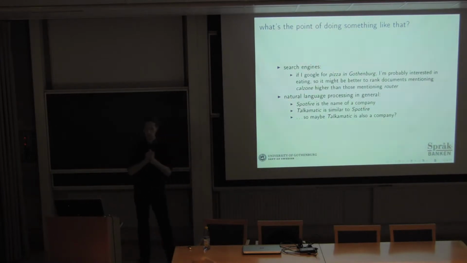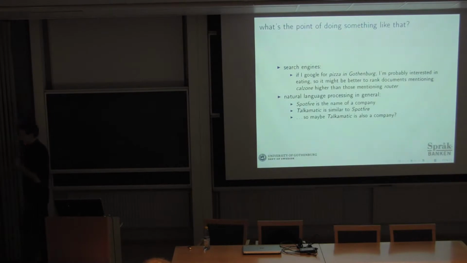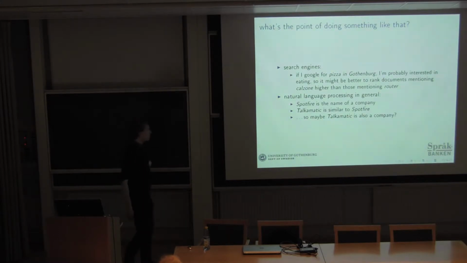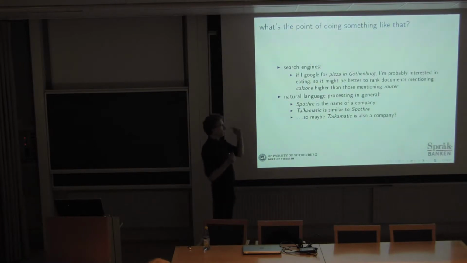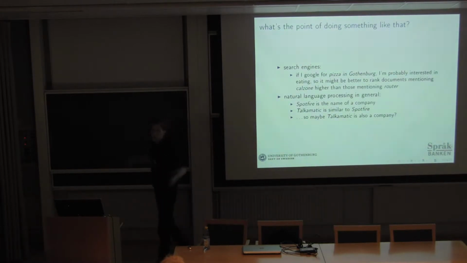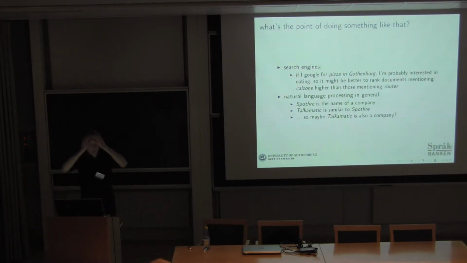And this is true of many other natural language processing software. For instance, if I have some crawler that wants to find mentions of company names, and I tell it that Spotfire is the name of a company, and then I see some other string, for instance Tokamatic, which is a company here in Gothenburg, but I haven't told it anything about Tokamatic. But I see from the word space that Tokamatic is extremely similar to Spotfire. So that might give me a reason to conclude that Tokamatic is also a company. So this is useful for natural language processing software.